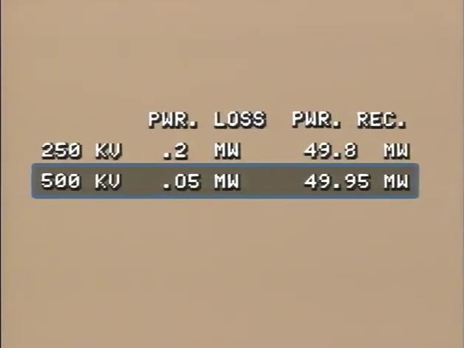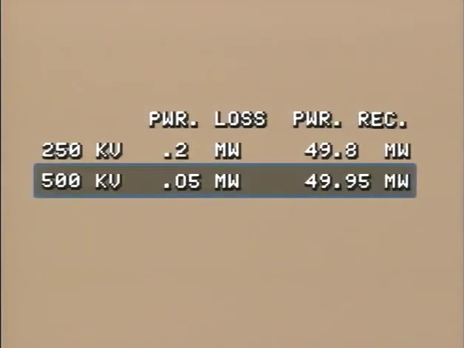Notice that with two systems that are exactly the same, except for line voltage, the system with the higher voltage has a significantly lower amount of power loss. Power transmitted at 250 kilovolts experienced a power loss of 0.2 megawatts, or 200,000 watts, while power transmitted at 500 kilovolts only had a power loss of 0.05 megawatts, or 50,000 watts. Transmitting at the higher voltage saved 150,000 watts of power.